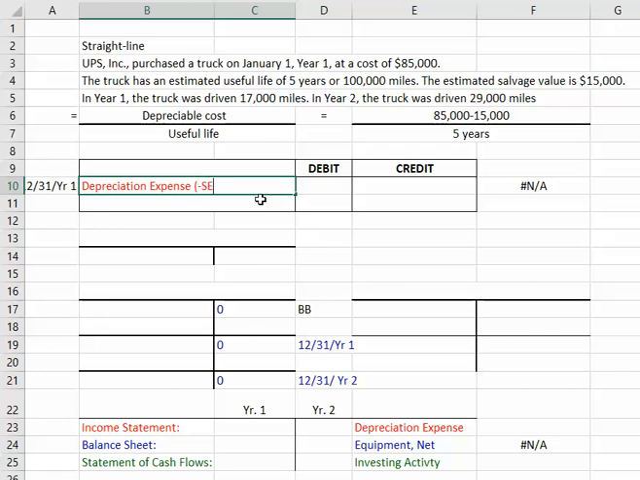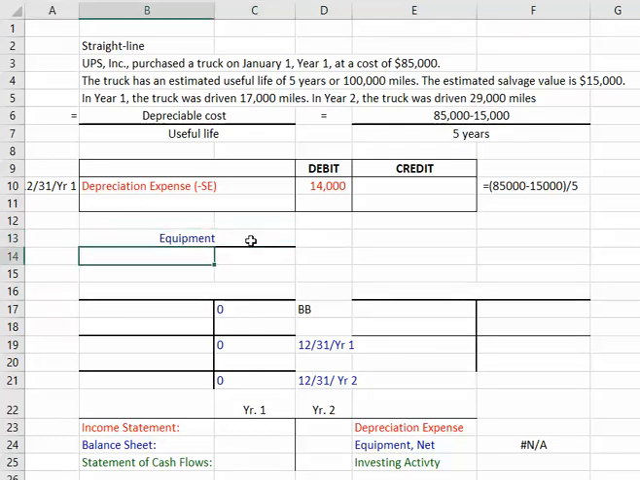The debited depreciation expense reduces shareholders' equity because using that truck helped us to generate revenues, and we want to record all the expenses that have helped us to generate revenues. So the formula is you take your cost minus your salvage value, which is referred to as your depreciable cost. That's the amount of usefulness expected to be used, and then you divide it by the time, in this case 5 years.